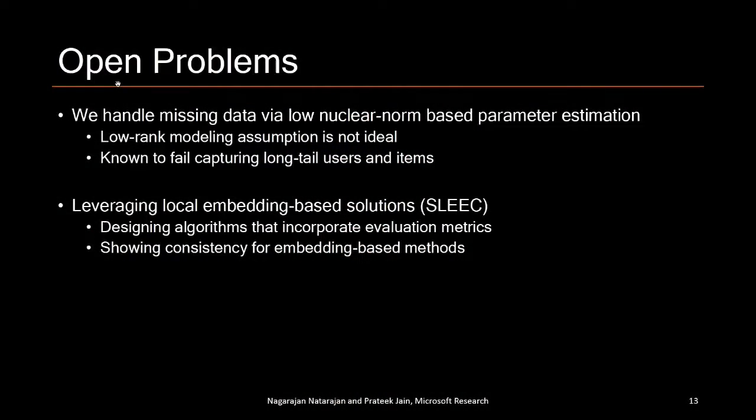One is low rank. This is the first work in this line, in the sense that we want to handle missing data, and at the same time we want to be able to say something useful about the eventual target metric. So low rank matrix completion may not be ideal, especially since it will not capture the tail user and tail label behavior. So we may want to move away from this assumption.